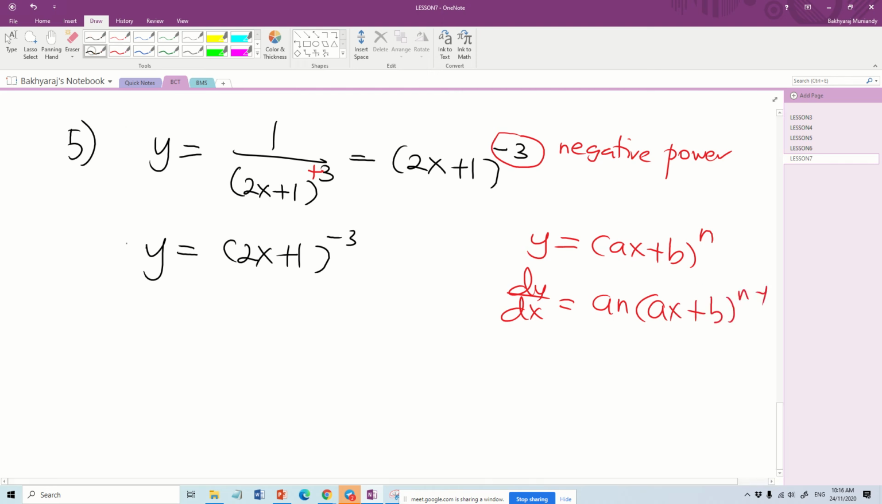So saya follow formula. So dy dx will be equal, take out the 2 here, and then you come out the power is negative 3 here, and then we have 2x plus 1 power of negative 3 minus 1. So kita tolak 1 lah.